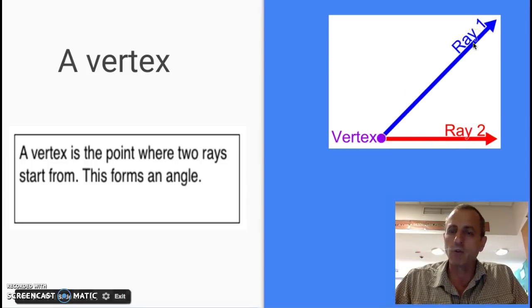By the way, when you name an angle, you will always have the vertex letter. So if this was P, for example, that would fall in the middle of the two names for the ray. So this might be A, P, B. So the P would fall in the middle.